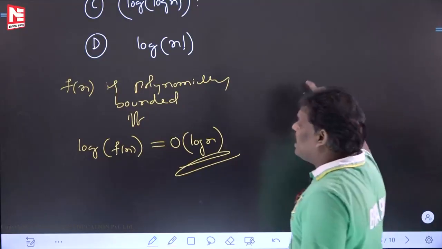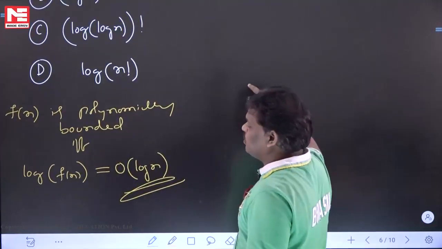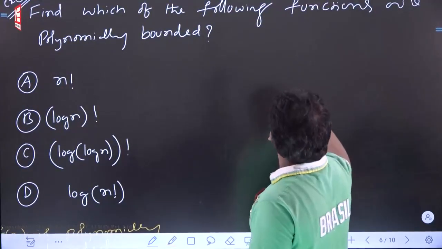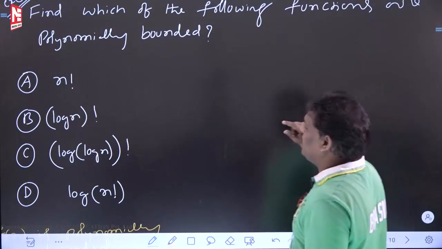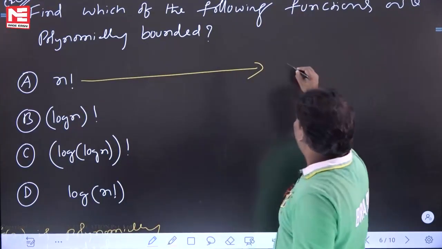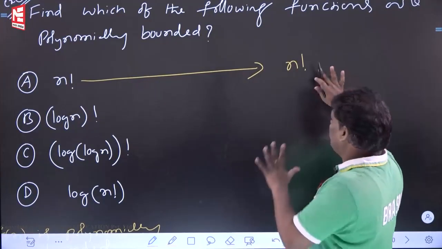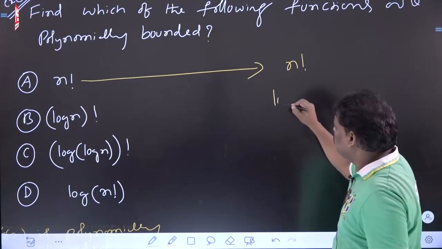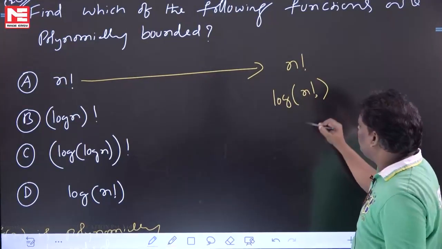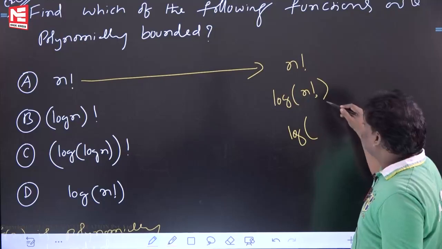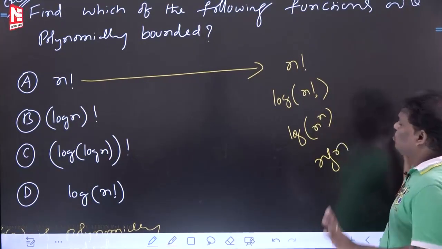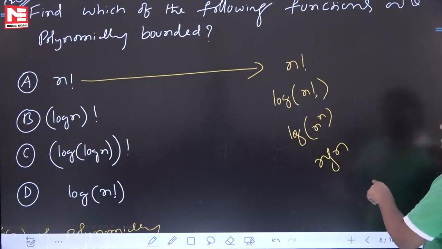So to get clarity about this property, I have given a few examples. Please see this. Find which of the following functions are polynomially bounded. See option A now. Is n factorial polynomially bounded or not, I want to check. So what do you have to do? Apply log to n factorial. What is log n factorial? The n factorial upper bound is n power n, which goes to n log n. You know this very well. Log n factorial value is n log n.